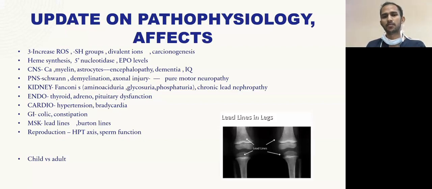Pyrimidine 5' nucleotidase is involved in degrading the nucleotides from RNA in the RBCs, but in the absence of the enzyme, those will accumulate in the RBCs, which causes basophilic stippling. Then, with renal dysfunction, it also decreases the erythropoietin levels.